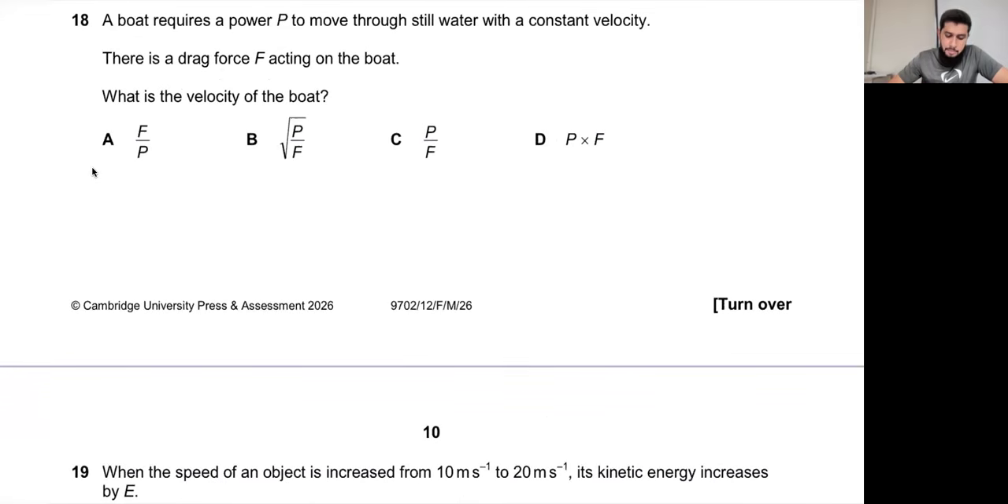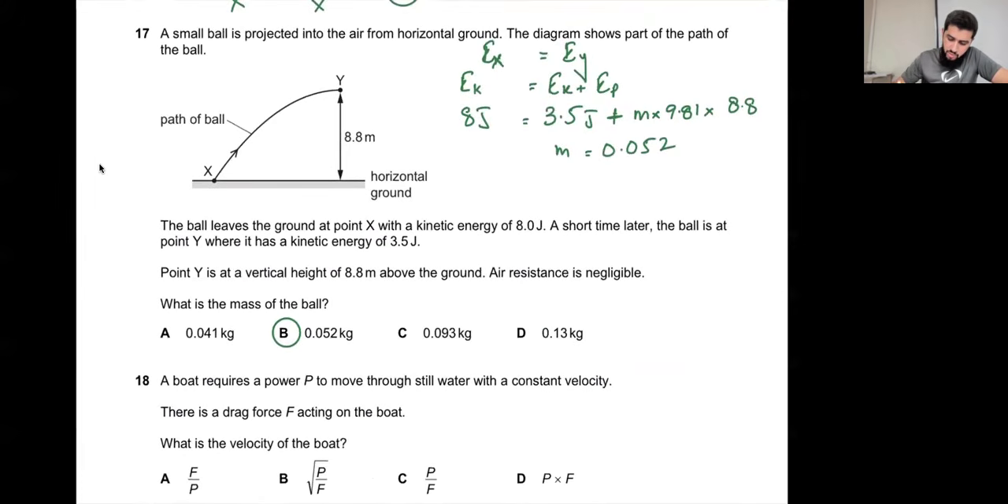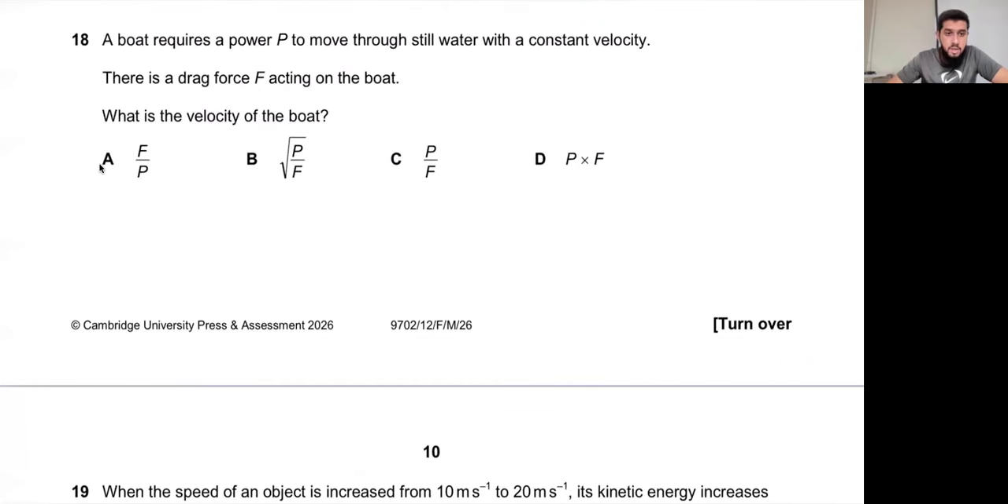A boat requires a power P to move through still water with a constant velocity. This is 3.5. This is 8. There's a drag force acting on the boat. What is the velocity of the boat?